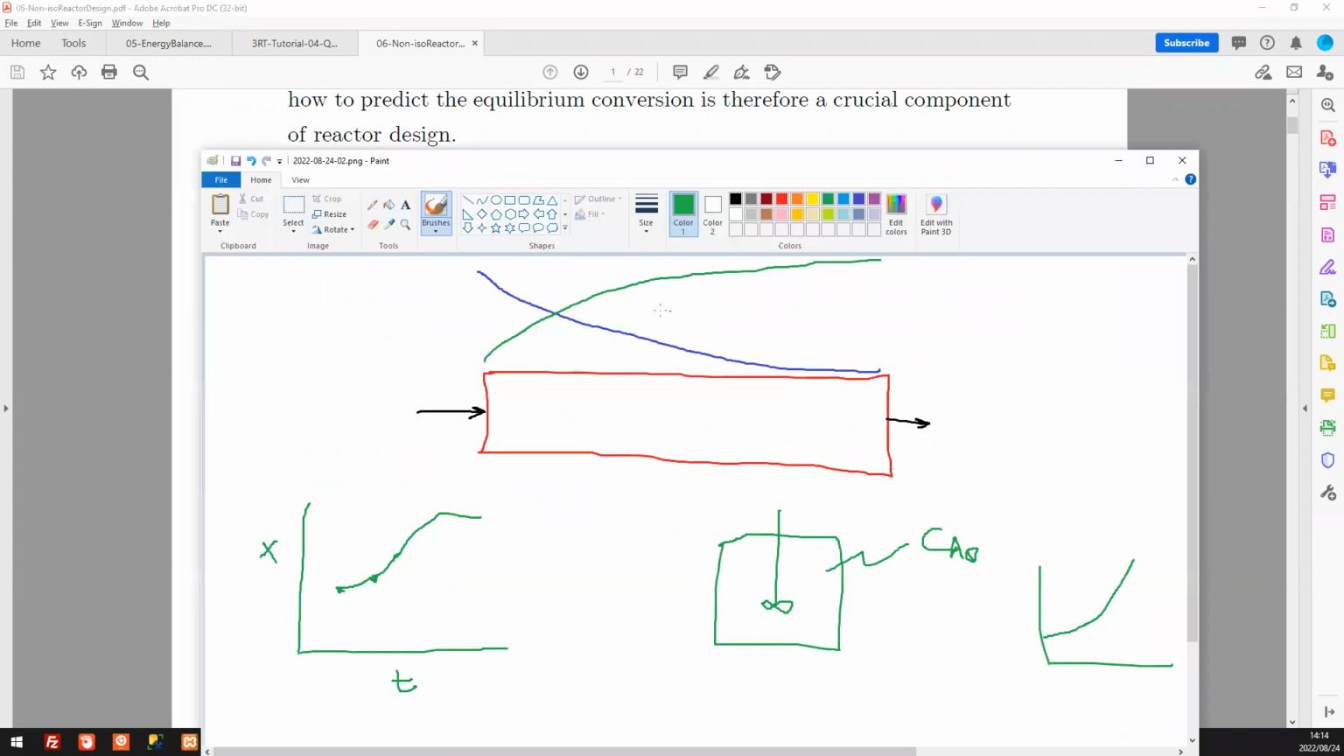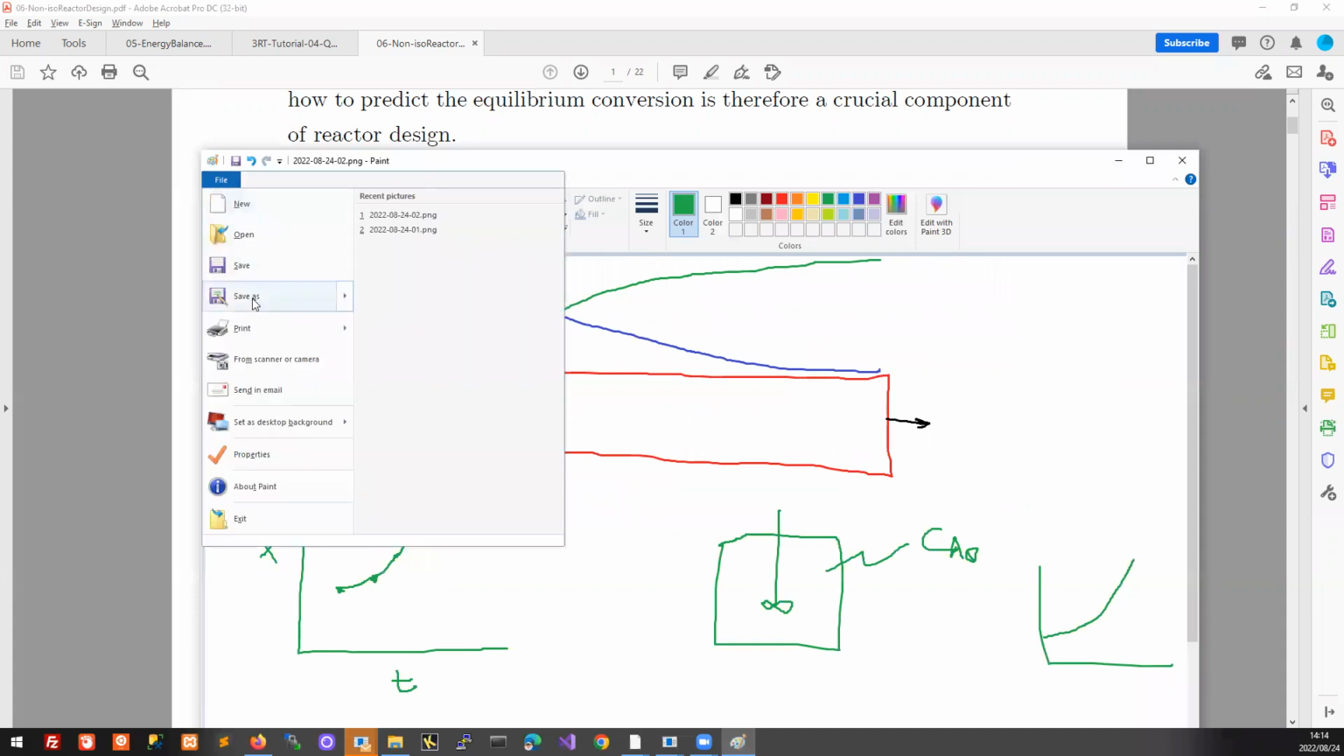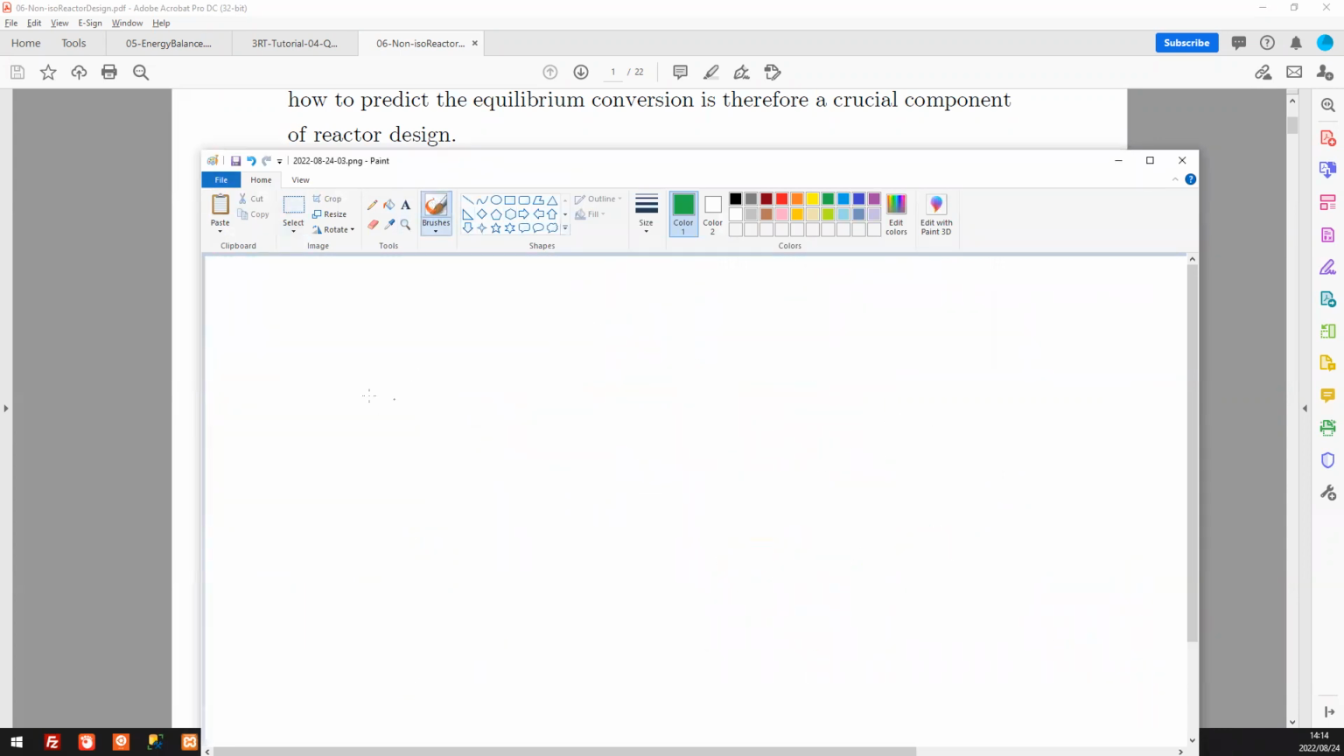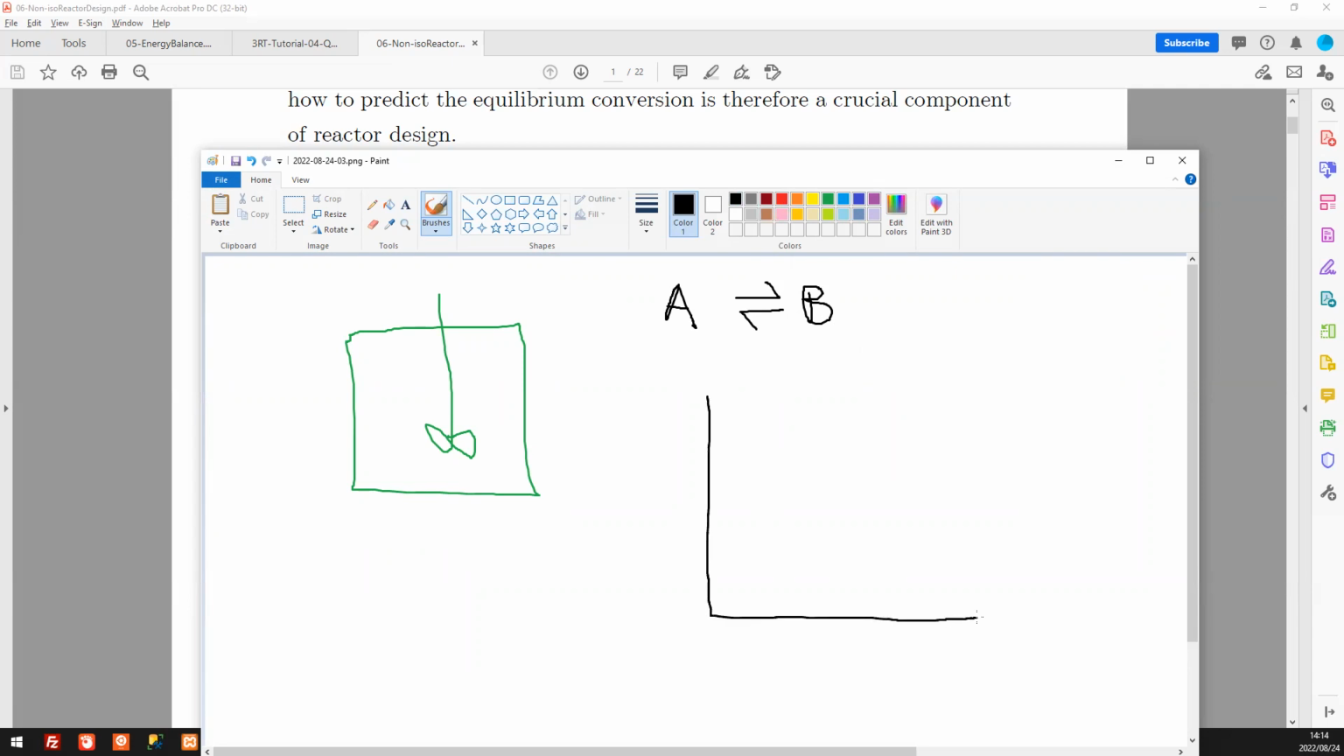If we think about our reactor, let's say a little batch reactor, with even the most basic reaction, but it's reversible. So A and B reversibly reacting. Let's say we charge this reactor with pure A. Then if we were to draw the concentrations of A and B as a function of time, we can imagine A will go down like this over time and B will go up. So the concentrations will change in time like so.